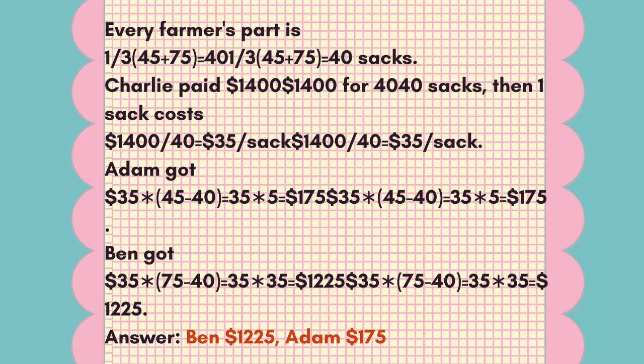Ben got $35 times (75 minus 40), which equals 35 times 35, which equals $1,225. Answers: Ben $1,225 and Adam $175.